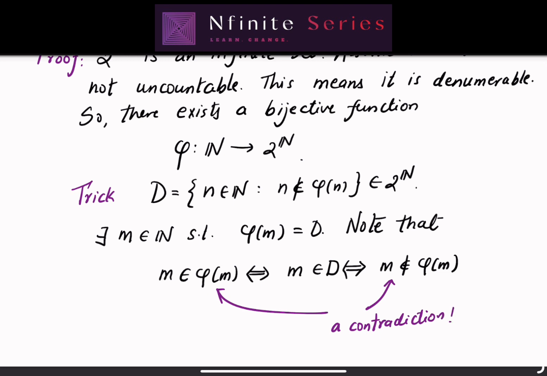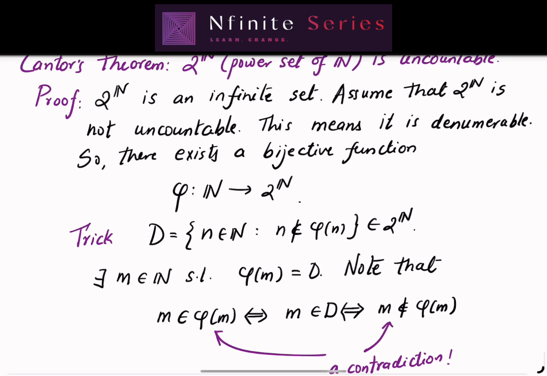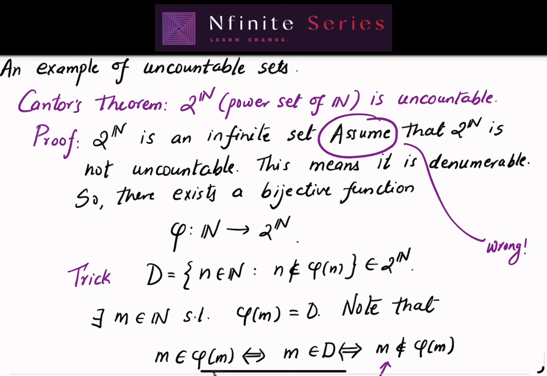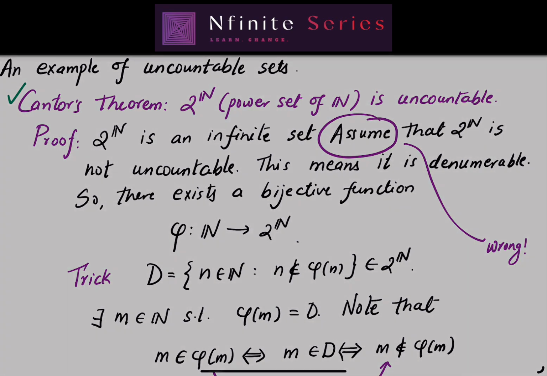Now, why did we get the contradiction in the first place? It is because our assumption that 2^N is not uncountable is wrong, and hence Cantor's theorem is proved. And the cardinality of this set is known as the second cardinal number. You take the power set of natural numbers, you get the third cardinal number, and so on.